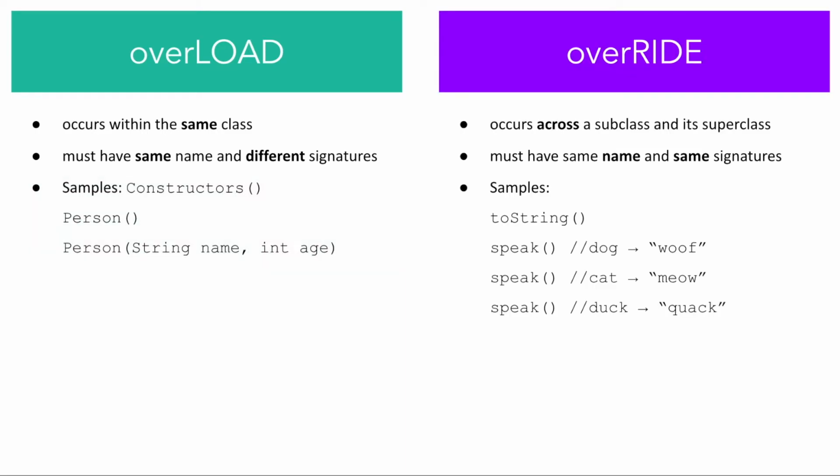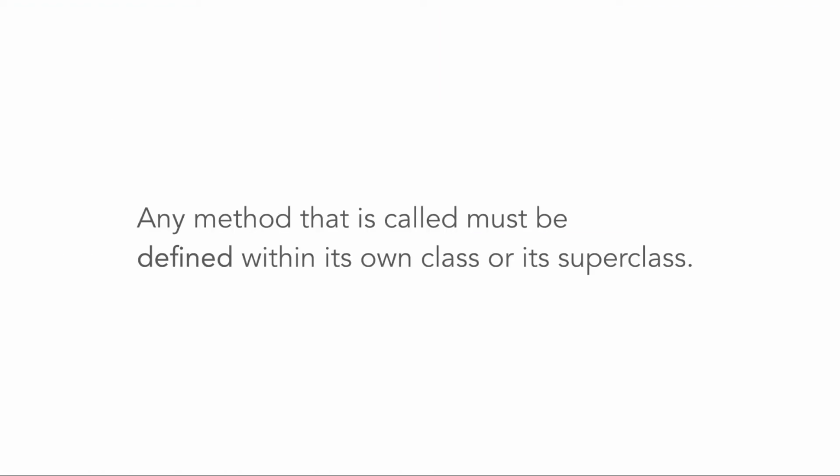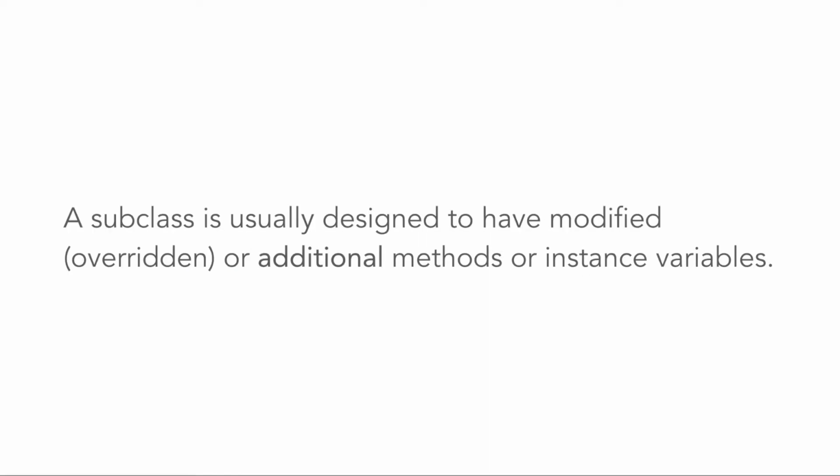How is method overriding different from method overloading? This occurs across a subclass and its superclass within an inheritance relationship. The methods must have the same name and the same signatures. The most common example is the toString method. In the example with the speak method, depending on the object that calls it, it will output different values. Any method that is called must be defined within its own class or its superclass. A subclass is usually designed to have modified, overridden, or additional methods or instance variables.